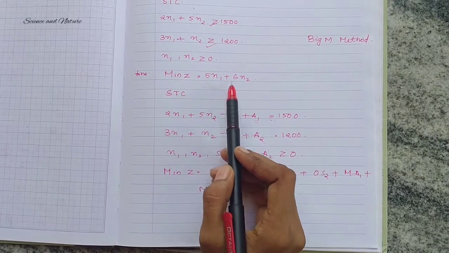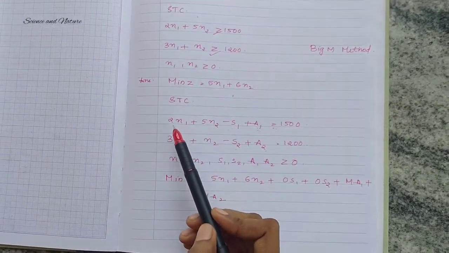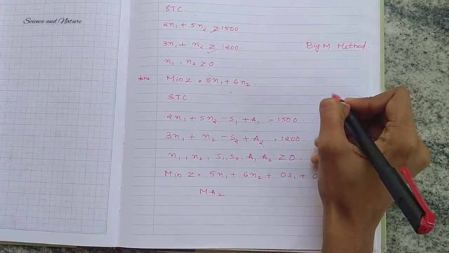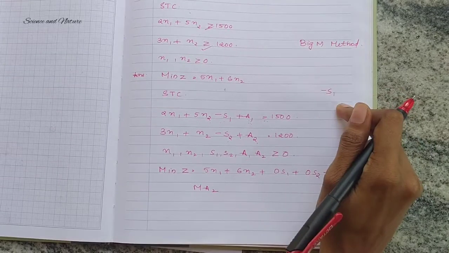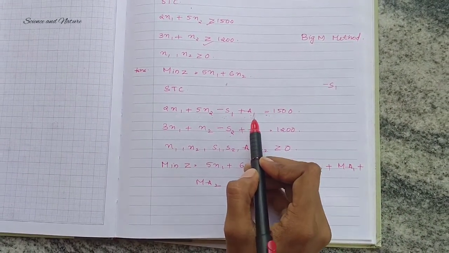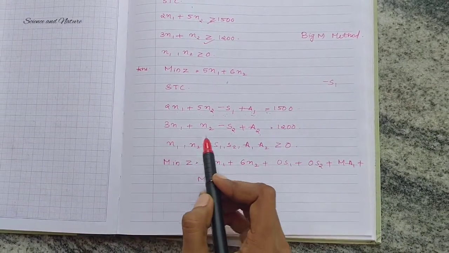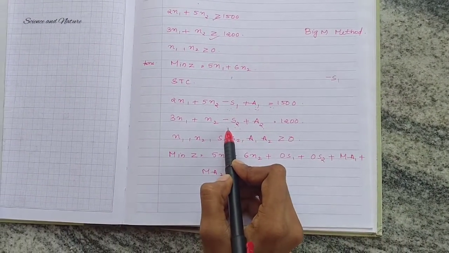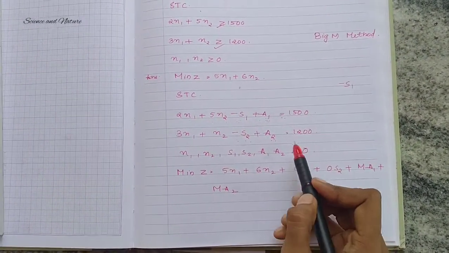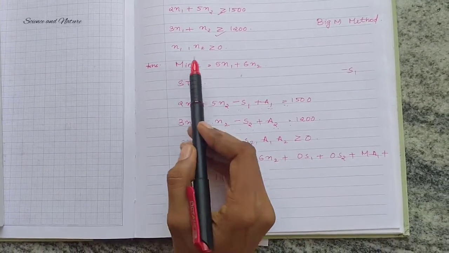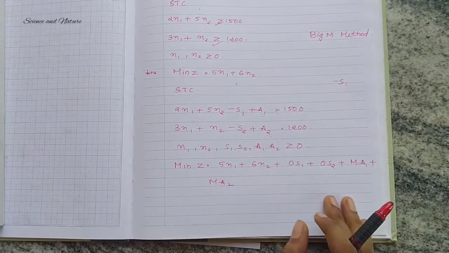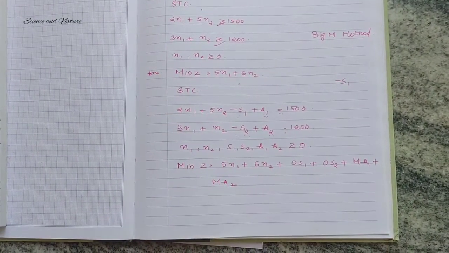Min z which is equal to 5x1 plus 6x2 subject to constraint 2x1 plus 5x2 minus s1 plus a1. Here minus s1 is the surplus variable and plus a1 is the artificial variable, and in the second equation minus s2 is the surplus variable and the artificial variable is added, in order to change the greater than or equal to into equal to. Then x1, x2, s1, s2, a1, a2 greater than or equal to 0. Then we add all the variables into the objective function.